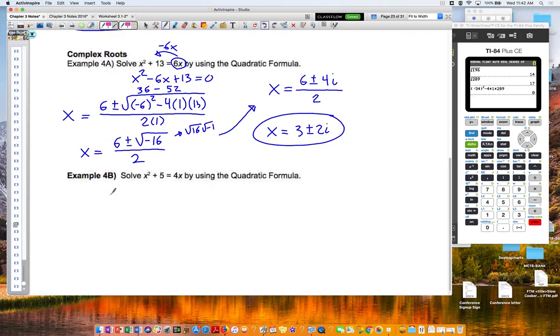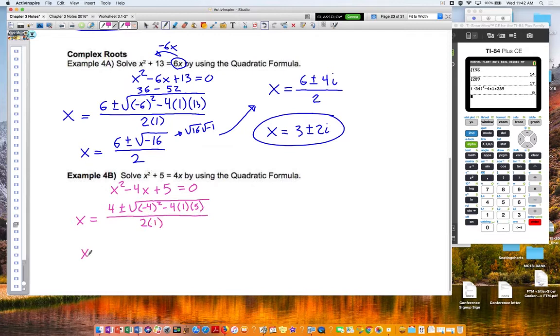All right, as you come back here, we have x squared. I got to move that 4x to the other side, so I have to subtract it. But I'm doing the same thing that I've been doing. x equals positive 4 plus or minus the square root of negative 4 squared minus 4 times 1 times 5, all over 2 times 1.